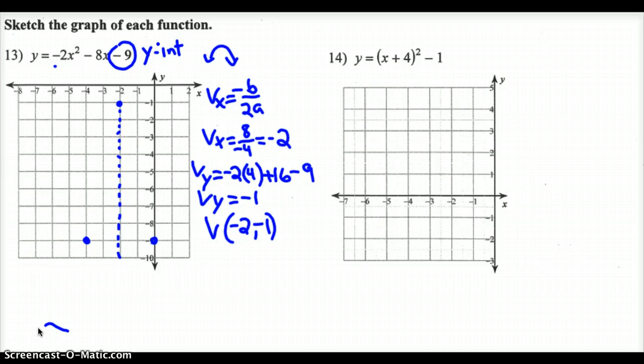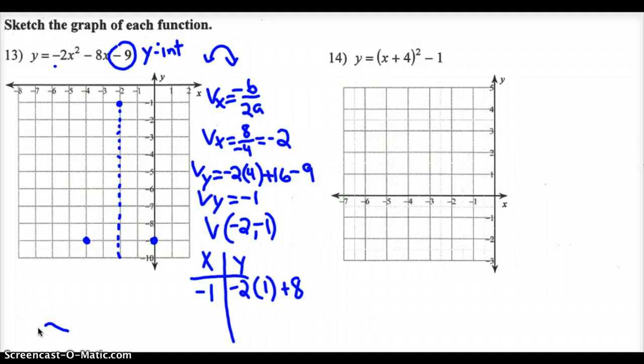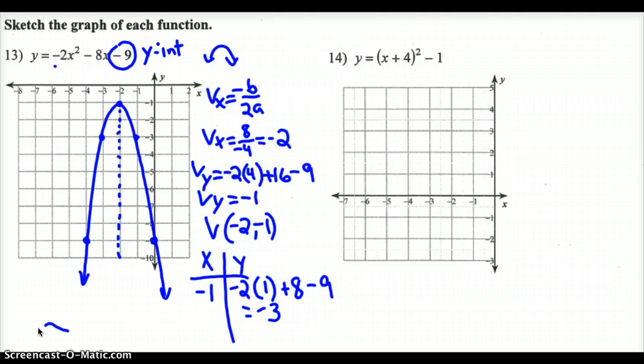Now the last thing I'm going to do is try to find a y-coordinate that goes with x of negative 1. I've got to do direct substitution. So negative 2 times negative 1 squared is negative 2. Negative 8 times negative 1 is positive 8. And then minus 9. So this becomes negative 11 plus 8, which gives me negative 3. So I have negative 1, I go down to negative 3 for here. Again, a symmetric point. And again, we try to smoothly hit those points in a parabolic fashion.